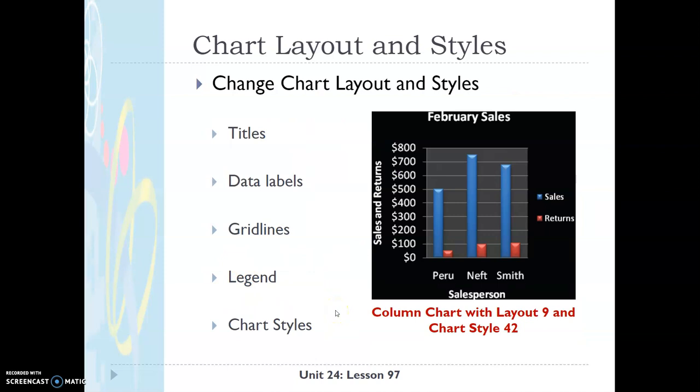Now, when it comes to formatting our charts, we can change layout and styles. So we can add things like titles, data labels, grid lines, legend, and even chart styles. And as you can see over here, we definitely have a title. We have a legend indicating what the bars represent. We have an x-axis label, a y-axis label, and also what those indicate. So we have the salespersons, and Peru, Neft, and Smith are our 3 salespersons. This is the amount of sales that they would have generated, and then the returns that came along with those.